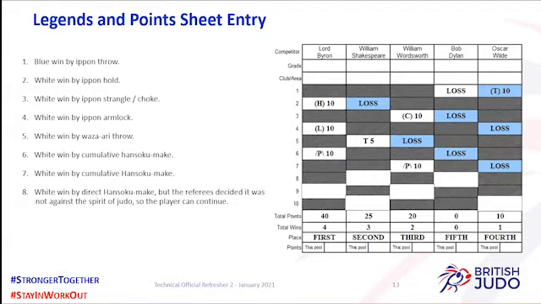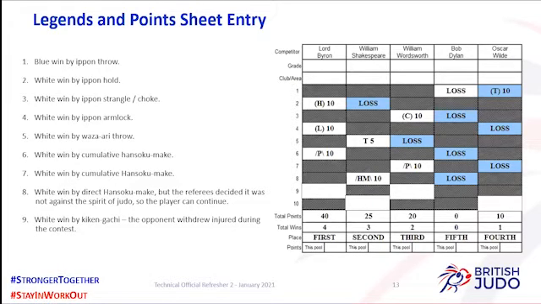This time, a white win by direct Ansukamaki, but the referees decided it was not against the spirit of judo. So white wins because blue has been given Ansukamaki. The Ansukamaki will be in a triangle, which indicates it's not against the spirit of judo. 10 points and a loss for blue.